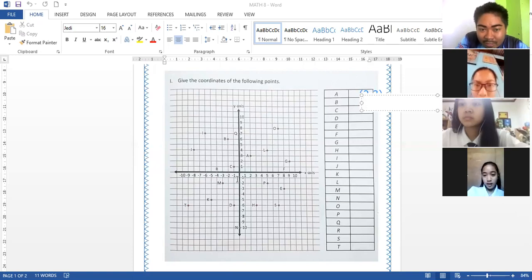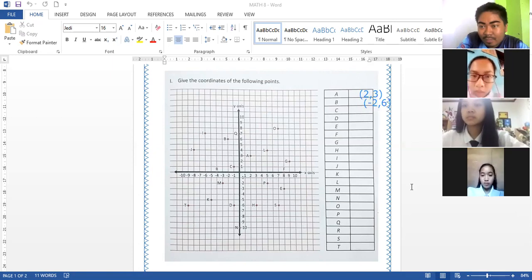O, gawin naman natin letter B. Ito yung letter B. Ano yung nasa baba niya? Ano yung nasa x-axis? That is negative 2. Therefore, this is negative 2. So, ano naman yung y-axis niya? Tingin ka dun sa y-axis. That is 6. Ganun lang yung gagawin. Okay? Gets?